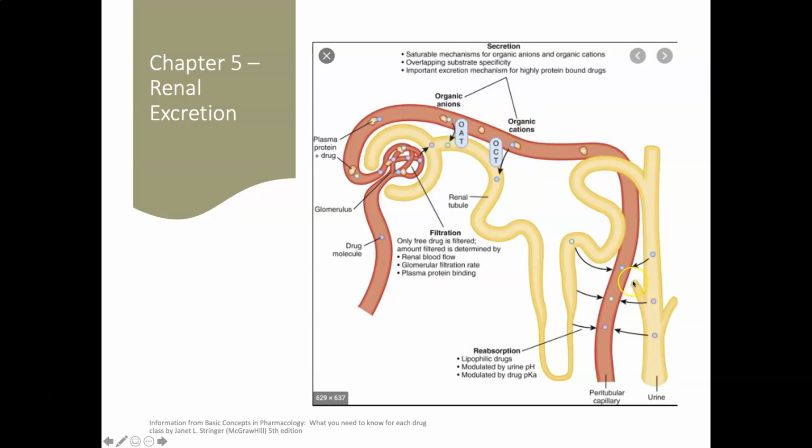And then it can go further. And it can be reabsorbed. If it doesn't stay in the urine, it can get reabsorbed at this point and go back to the body, and that's why charge matters. And that's why urine pH matters.